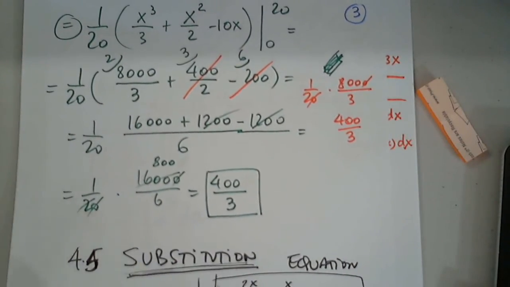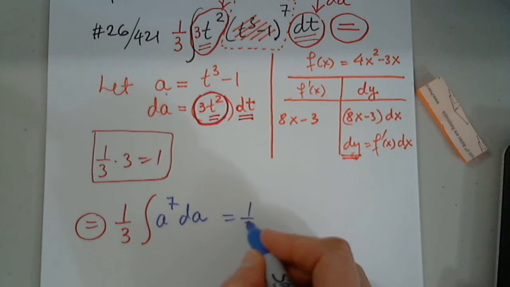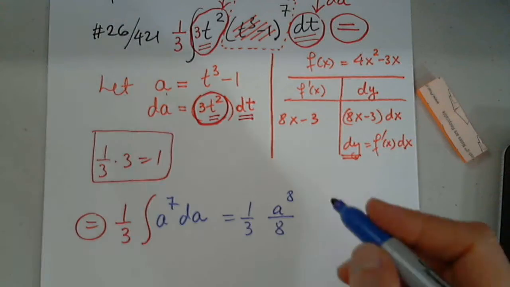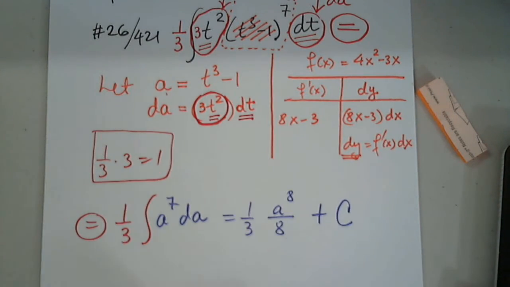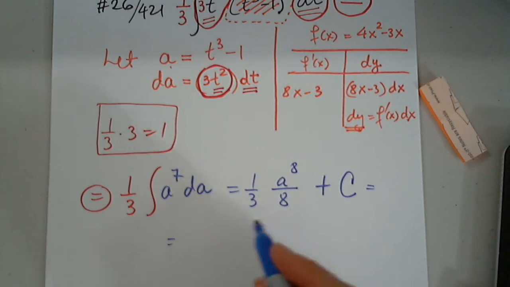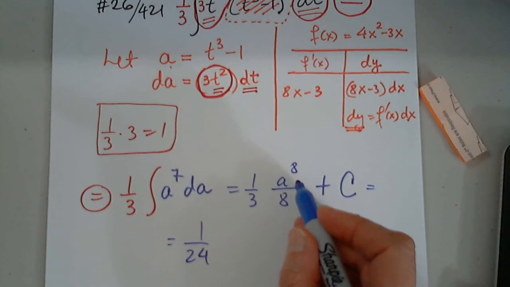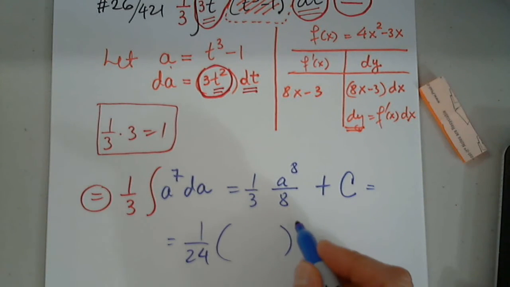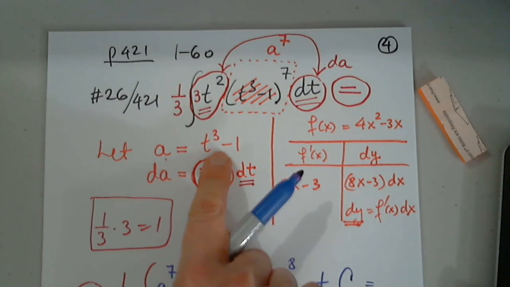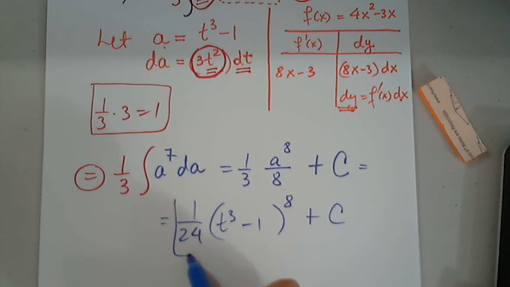We use the substitution to make our life easier. What is the answer? 1/3 A to the 8 over 8. It's an indefinite integral plus a constant C. 1 times 3, I meant 3 times 8, of course. 24. A to the 8 now has to be replaced by what A was equal to. T cubed minus 1. This is it.